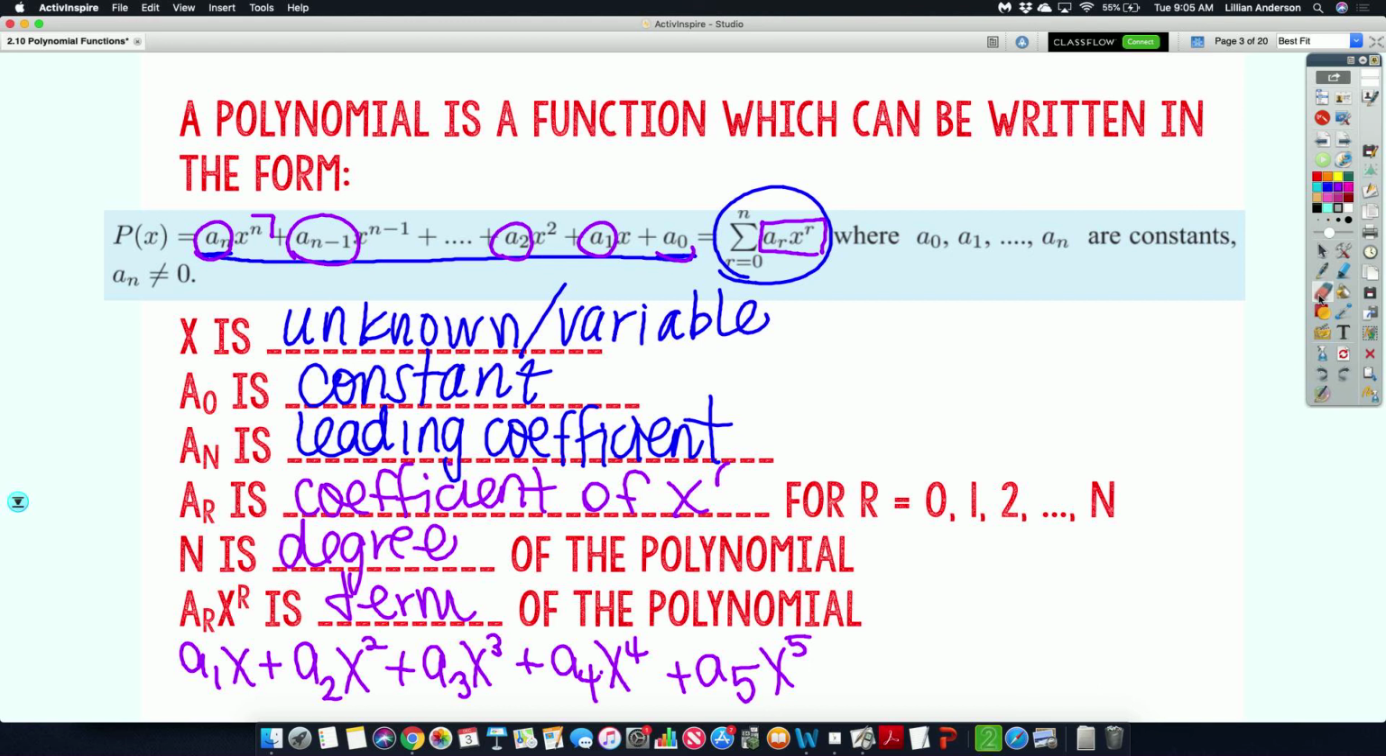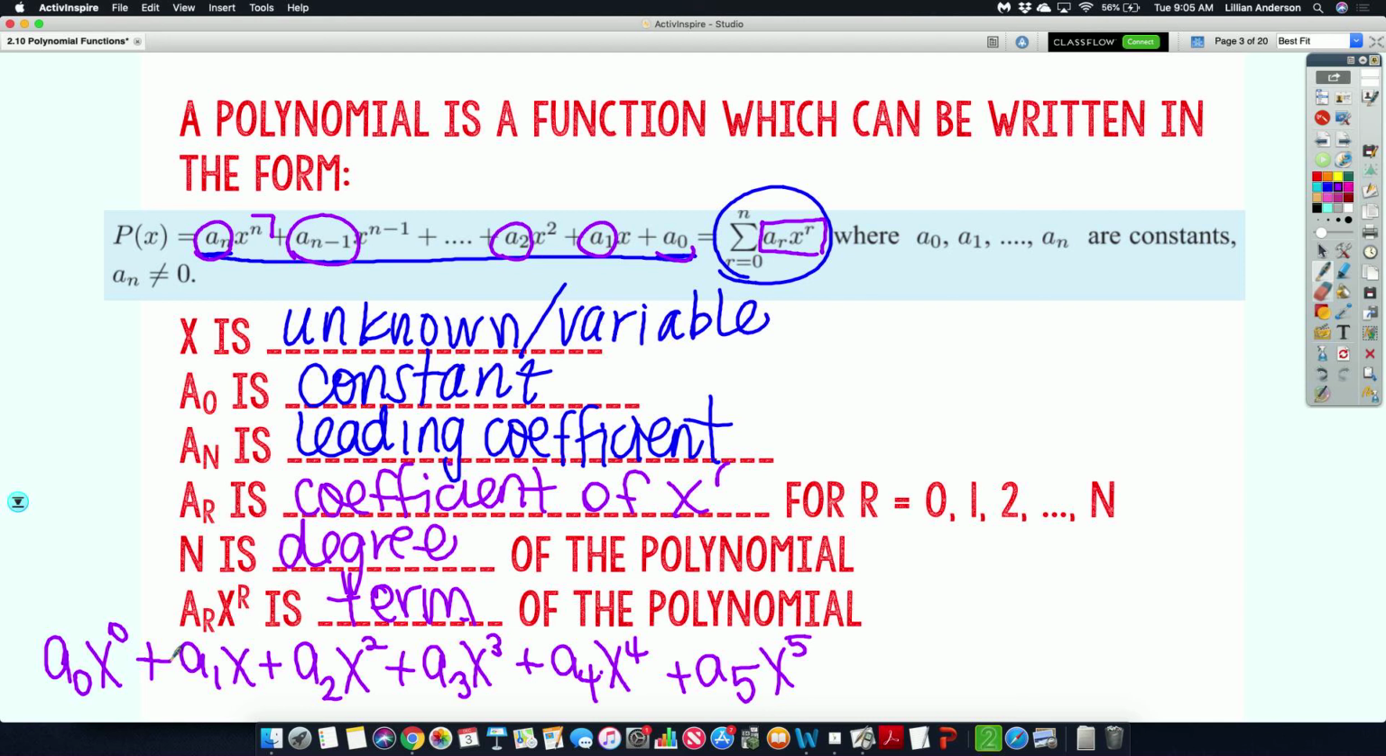Because look at what I'm doing here. Look at what I'm doing as I'm writing these out. First off, I didn't start at 0. I should have started at 0. If I start at 0, it's the sum, so I add from 0 to some power. I just keep going until I can't go anymore, and then I get to the general expressions. But basically, that a sub r x to the r power represents each term of the polynomial.